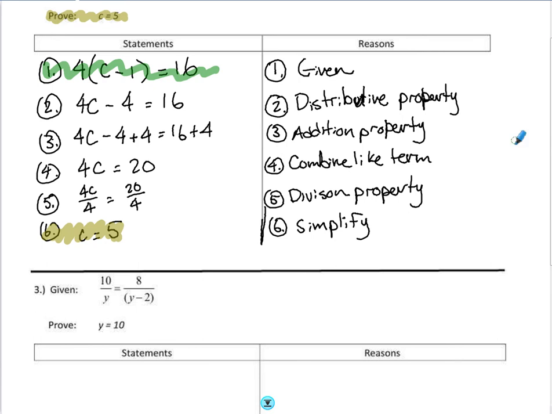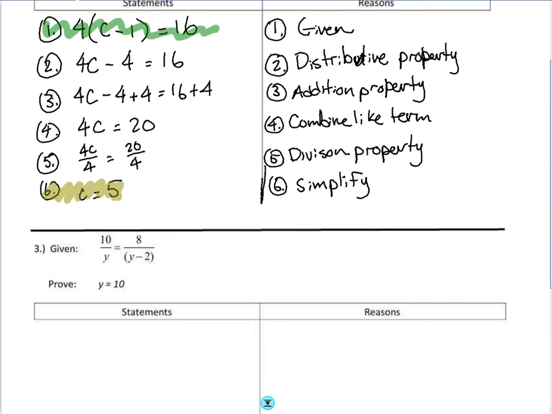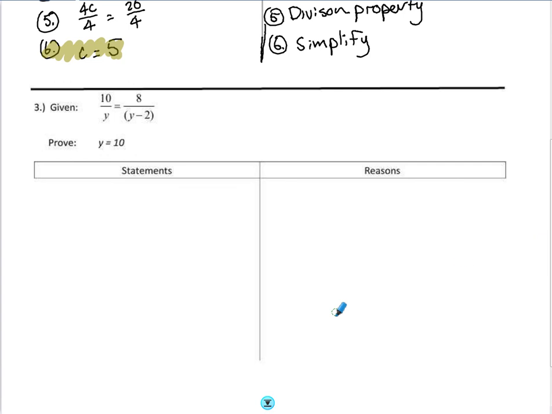Alright, so in number 3 here, we're looking at a different problem. We're given something where we have 2 fractions and we know that we want y to equal 10. We just have to figure out how to get from a to b, or from given to prove. So let's look at our first statement, which we all know at this point is just rewriting what was given to me, and also saying that that was given.